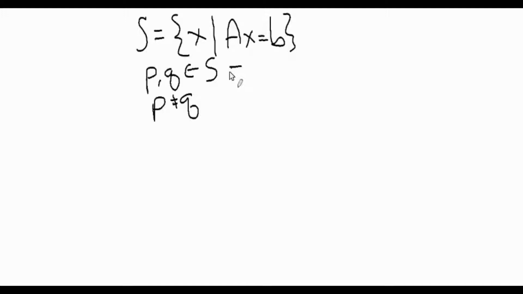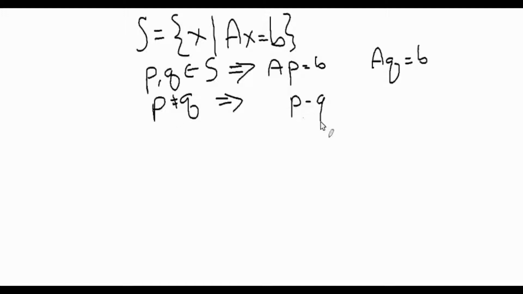Now, these two statements have some interesting implications that we will want to use. p and q in S simply means that Ap equals b, and Aq equals b. And p not equal to q means that p minus q is not equal to 0. These will be very useful to us.